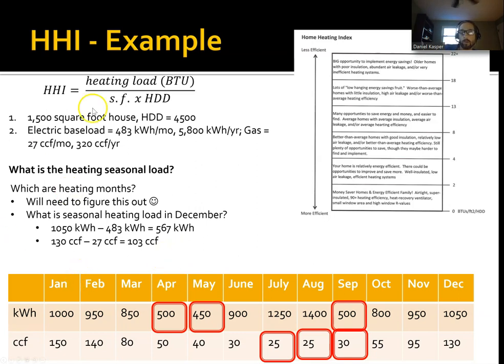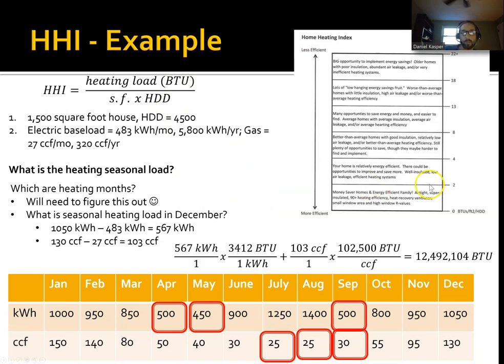All right, so now we know our heating seasonal load in December, and we need to convert to BTUs. That's really basic stuff, we've been doing this forever. You take your kilowatt hours and your conversion factor, your CCFs and your conversion factor, and there are your BTUs. So that is your heating load in December, or your seasonal load in December. In this case, it's the same thing, because it's your heating.